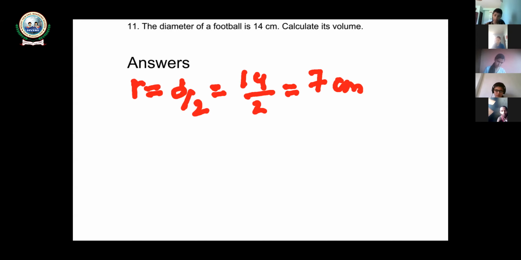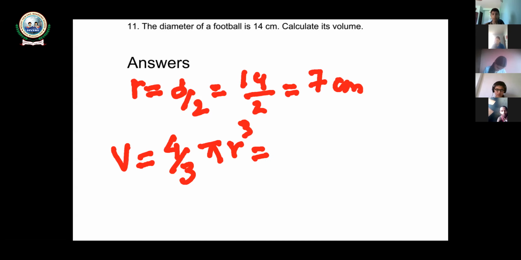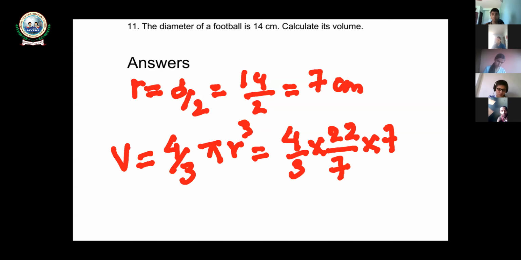And then we have the volume V equals, since a football is a sphere, to find the volume of a sphere we have 4 by 3 pi r cube. Now you can substitute the values: 4 by 3 constant as it is, pi is also constant and its value is 22 upon 7, and r cube is 7 to the power 3, 7 cube.